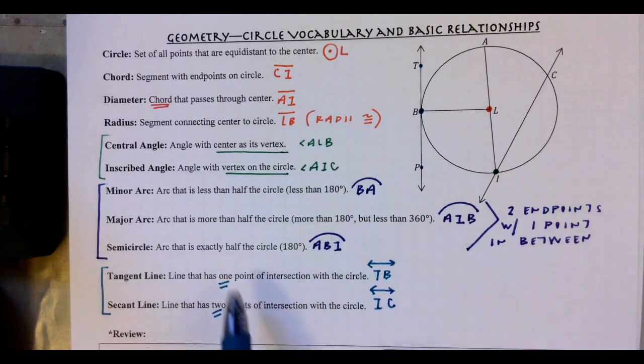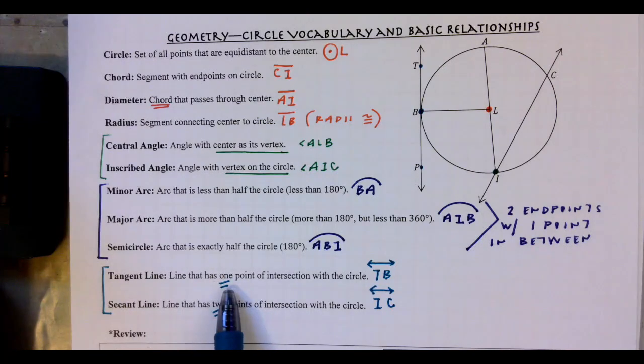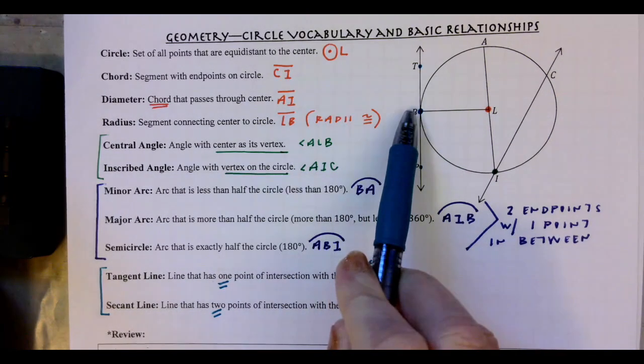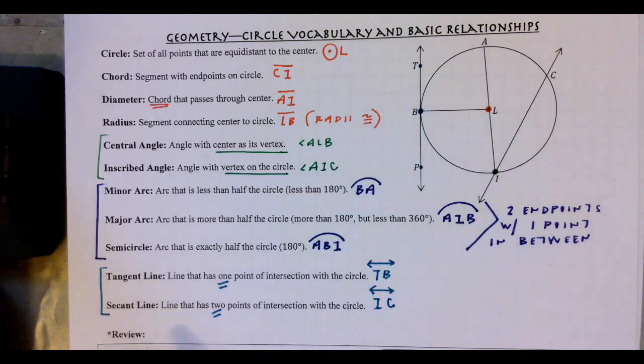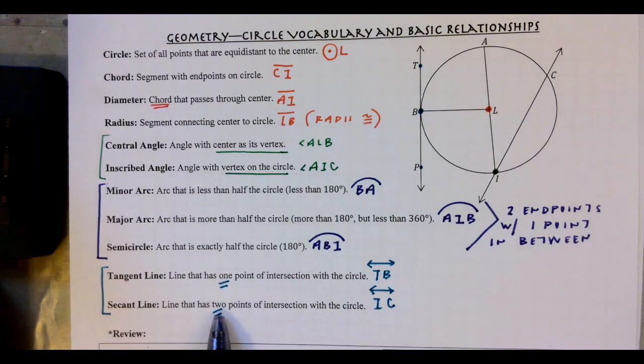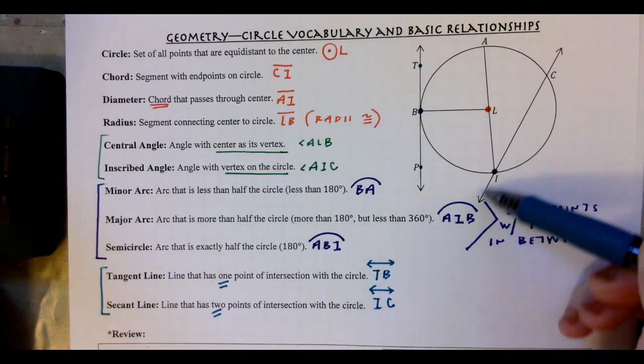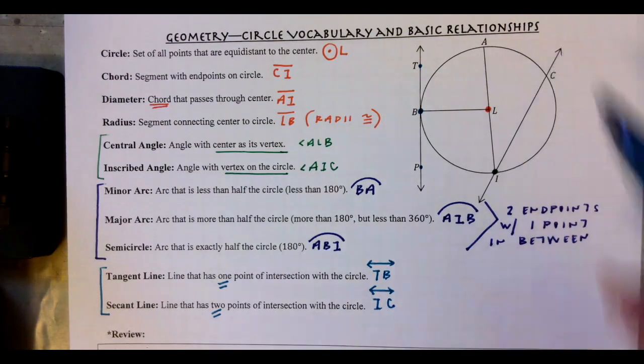Okay, so a tangent line has 1 point of contact with the circle. That is the point of tangency right here. And a secant line has 2 points of intersection with the circle. This is the secant line right here.